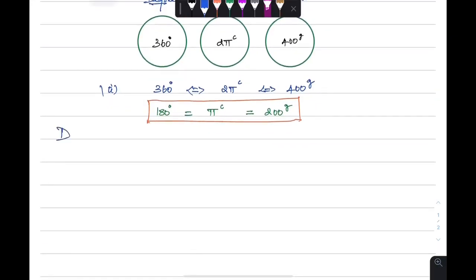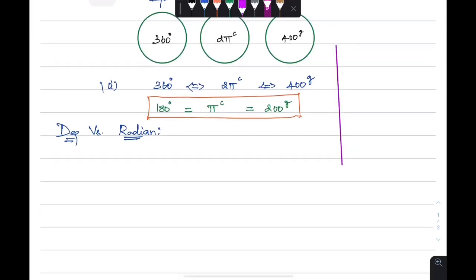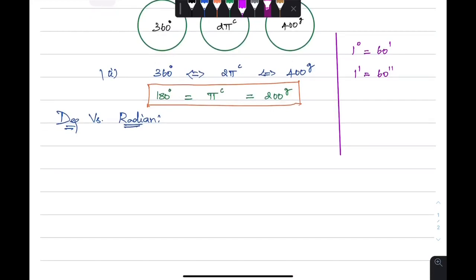Now, here with degree versus radian, we'll talk about the conversion process. I would like to highlight a point here. Degree is basically a hexadecimal system. So 1 degree can be divided into 60 minutes, and 1 minute can be divided into 60 seconds, children. Please make a note of it, because we'll need this conversion later.